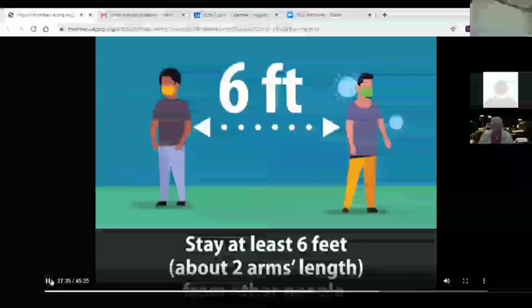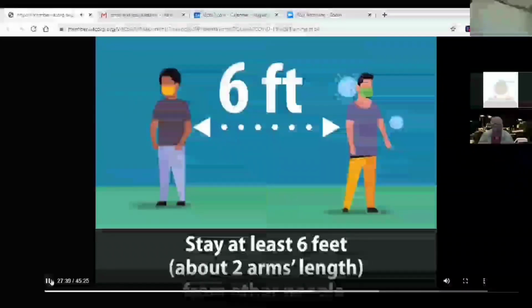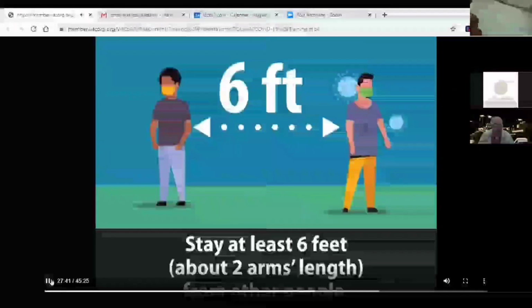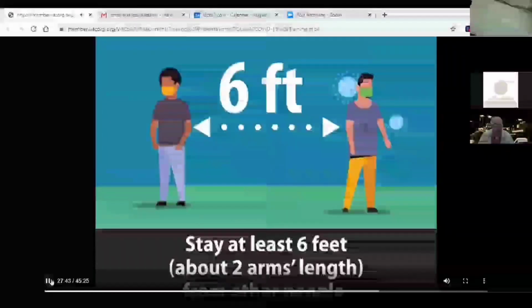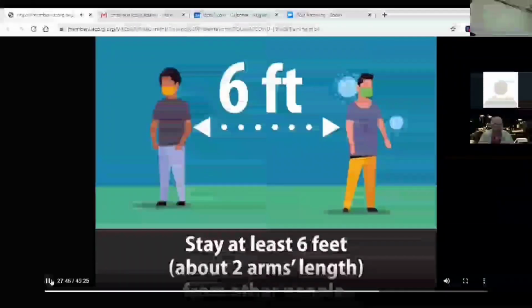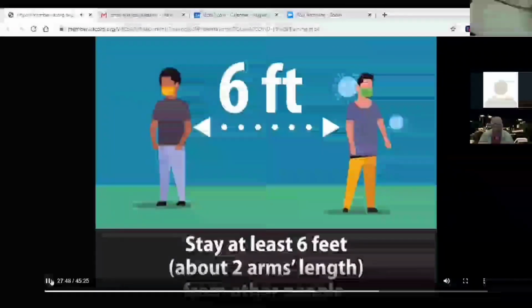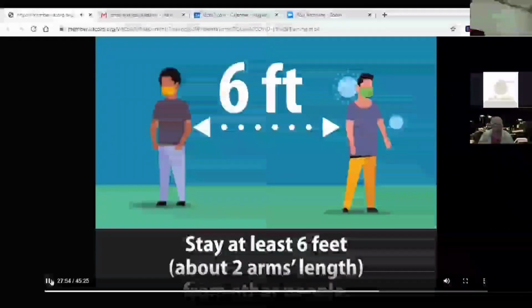And hopefully it's kind of coming into focus why you're hearing all this about the 6 feet. Again, this is believed to be mainly spread through those respiratory droplets in the air. So if we can keep ourselves away from that range where people are breathing, we're going to keep ourselves away from those respiratory droplets. So maintain 6 feet of separation from others at all times as much as possible.